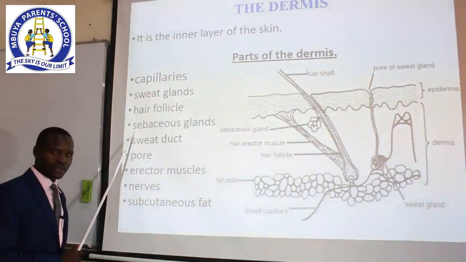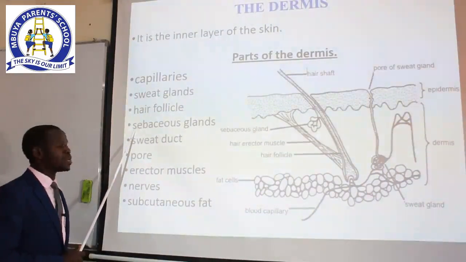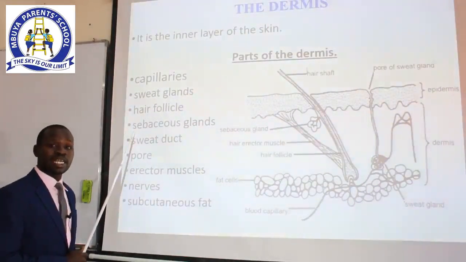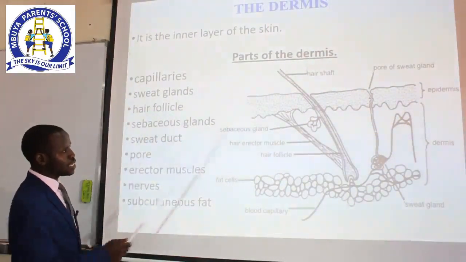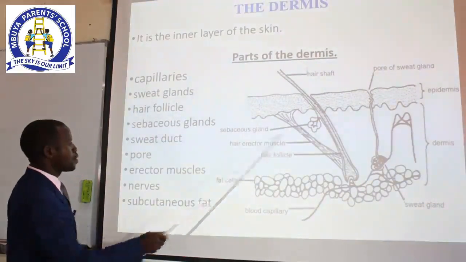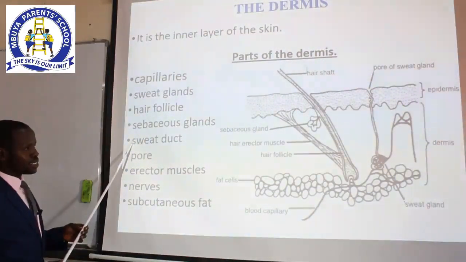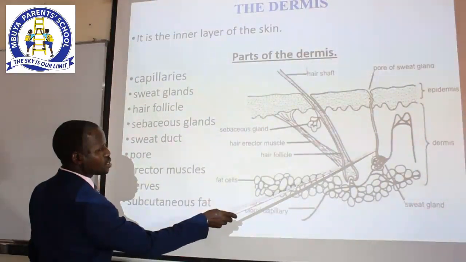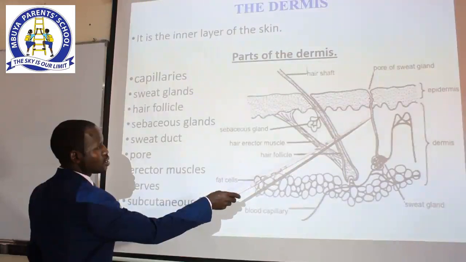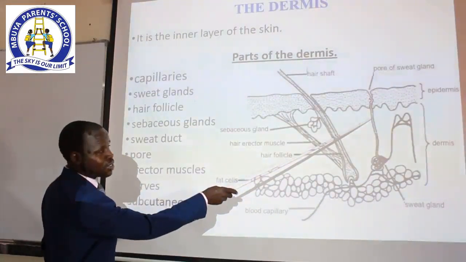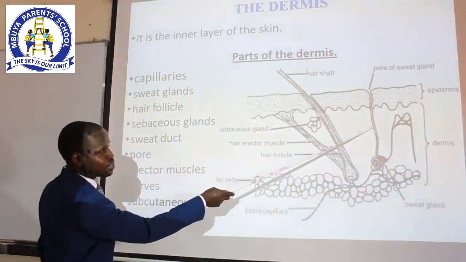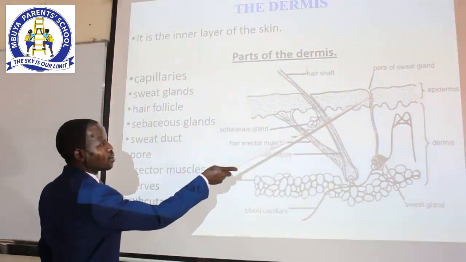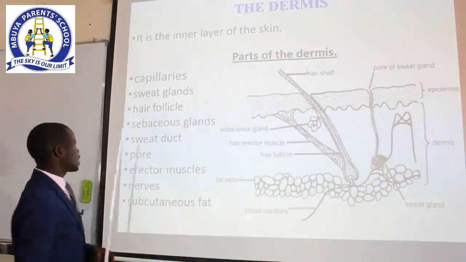Candidates, note the correct pronunciation and the spellings. The word is sebaceous. Sebaceous glands. The sebaceous glands, right over there. We have the sweat duct, indicated right here. Though it is not named, please take note, where my pointer is touching is what we call the sweat duct. This is a narrow tube that moves sweat out of the skin.